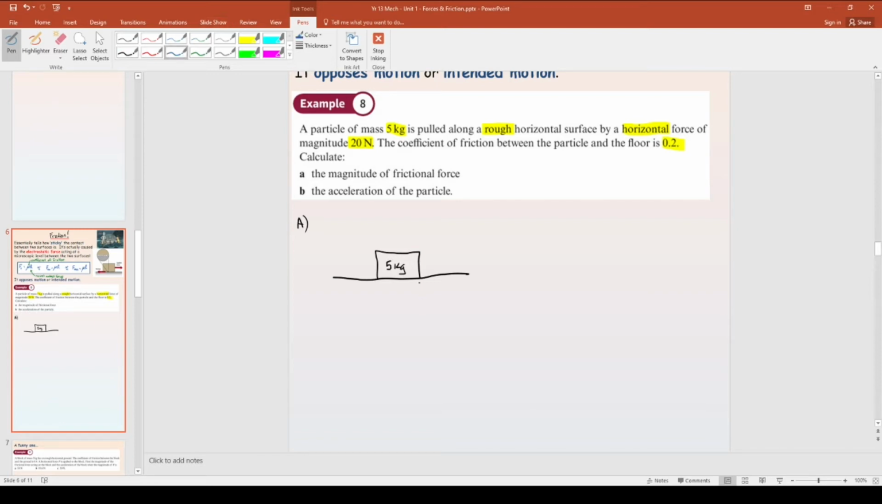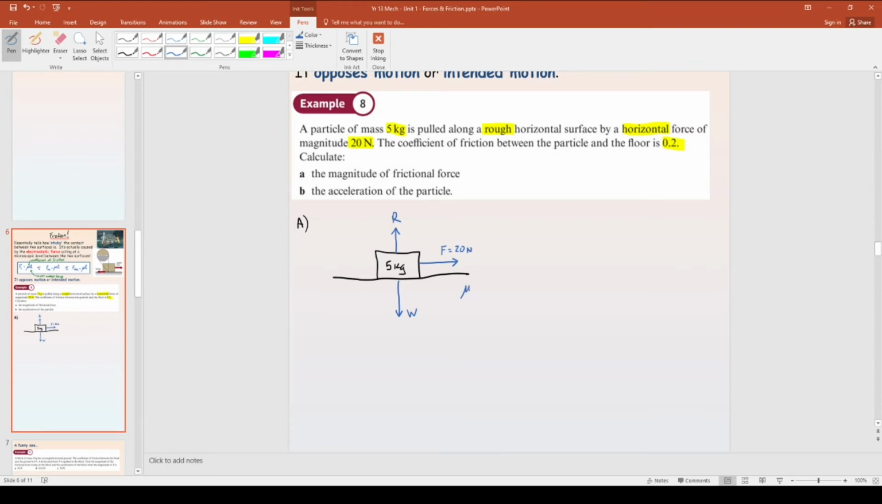What forces are acting upon it? Well, to begin with, there's certainly a weight because we are on Earth here and there is a weight pulling it down. It's on a surface. There's definitely going to be a reaction force as well, otherwise it would fly through the surface. And it says that it's being pulled along by a horizontal force. I'm just going to go with it's being pulled along right by a horizontal force. I'm going to call the force F, and the force is equal to 20 newtons.